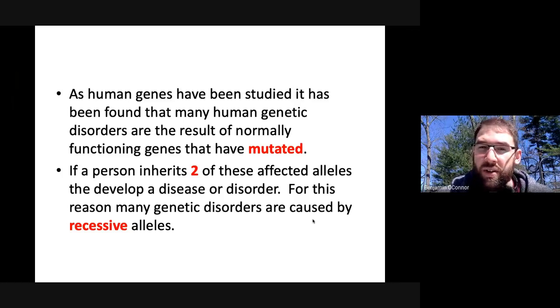But we're going to learn that even if one of your DNA nucleotides is mutated, it can have a huge effect on your well-being and what you physically look like. The second bullet point reads, if a person inherits 2 of these affected alleles, they develop the disease or disorder. So again, you have 2 strands of DNA coding for the same thing.